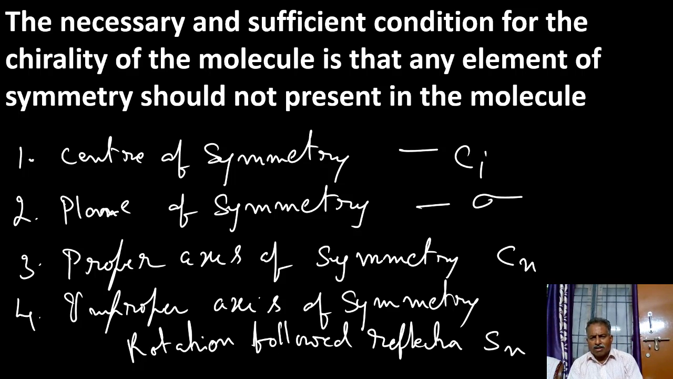So no element of symmetry should be present. That means for a molecule to be chiral, all these elements of symmetry should be absent. Even if one element of symmetry is present in the molecule, then the molecule will not be chiral. It does not possess chirality. If all the elements of symmetry are absent in the molecule, then the molecule becomes chiral.